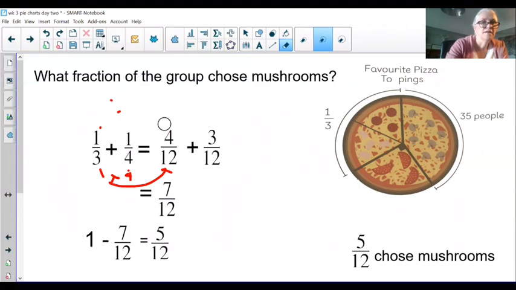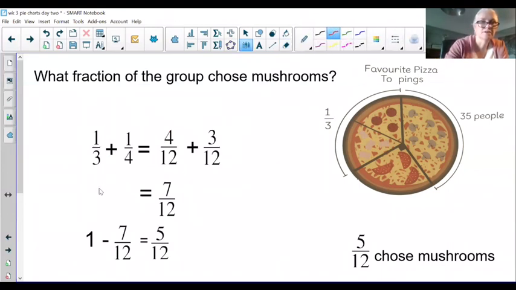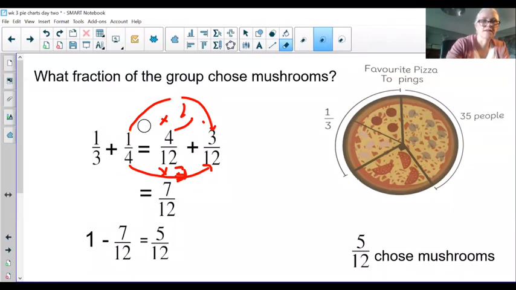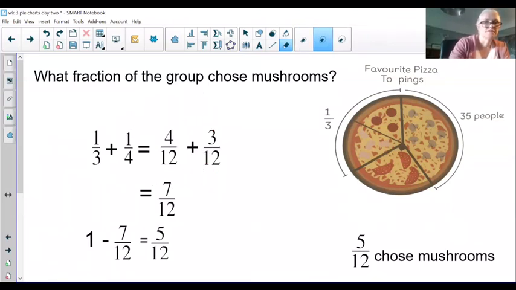Okay, and then 1/4 is the same as 3/12ths. And that's because if I change it into 12ths, I've multiplied the denominator by 3. And then if I do the same to the top, I've also multiplied that by 3. Okay, so 1/3 plus 1/4 is the same as saying it's 4/12ths plus 3/12ths. And obviously 4 add 3 is 7. They're the same denominator. 4/12ths and 3/12ths gives us 7/12ths altogether.